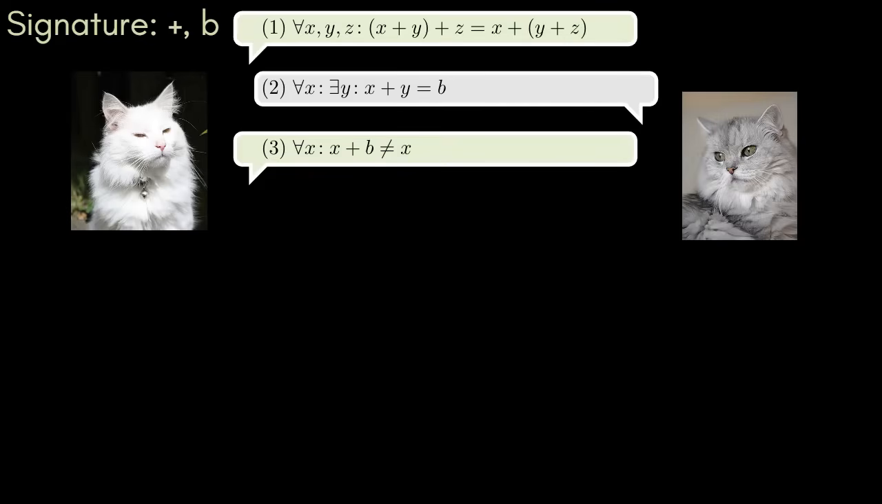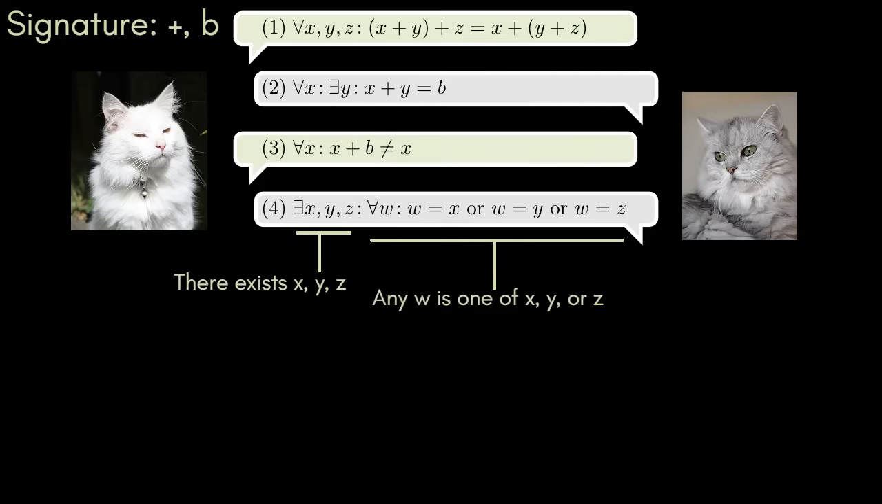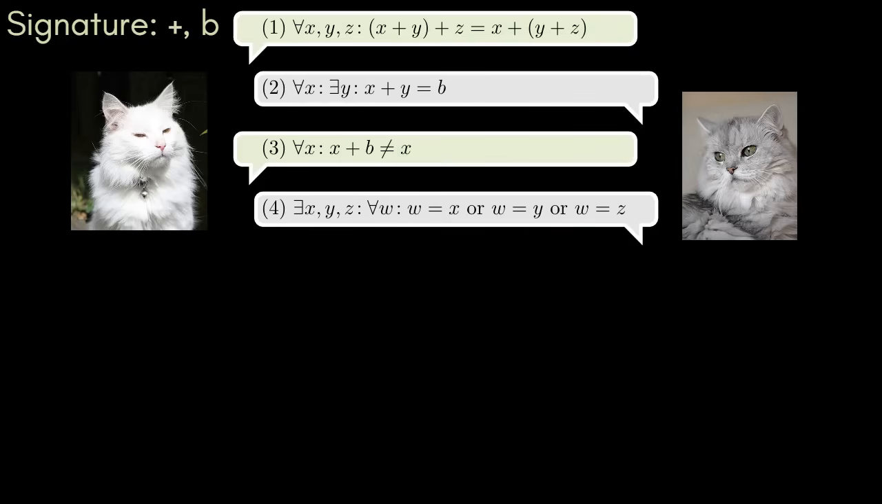Frustrated, player 2 decides to play: there are at most 3 elements. There exist x, y, and z such that for all w, w equals one of x, y, or z. Again, it's important to remember these quantifiers refer only to elements in the structure, right? So there exist x, y, and z in the structure such that for any w in the structure, w is one of x, y, or z. At this point, we don't have to worry about large or infinite models that are hard to reason about.